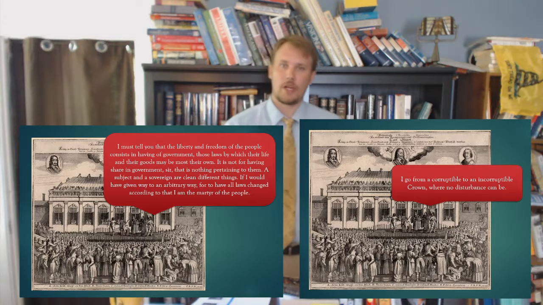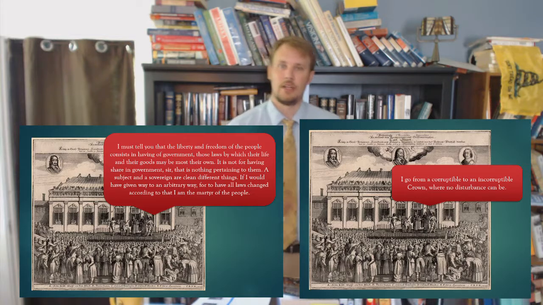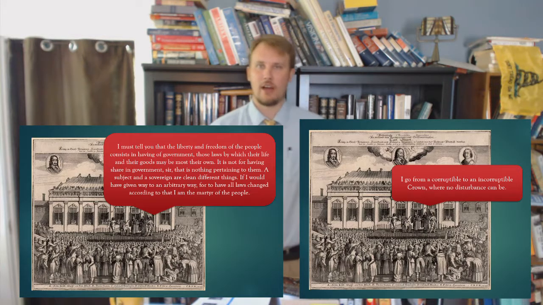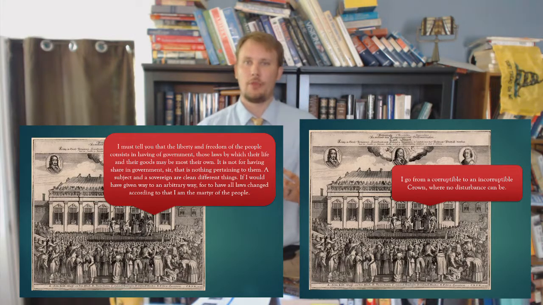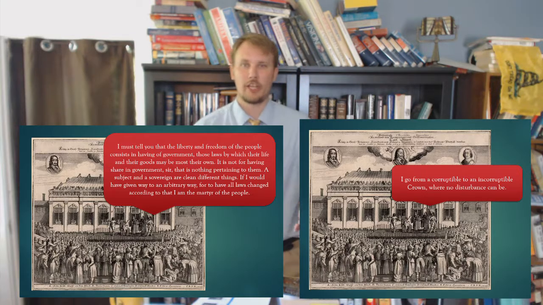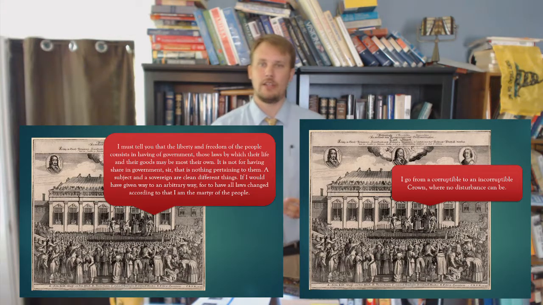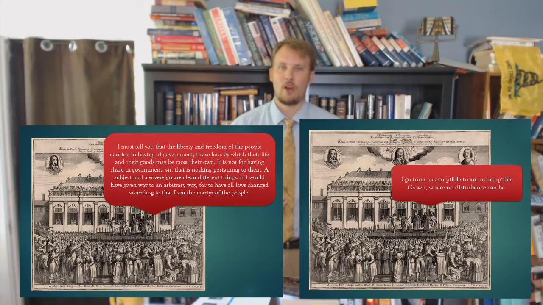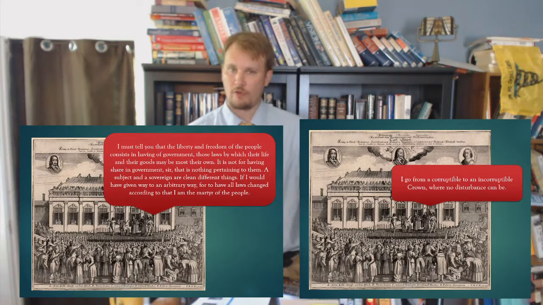He gives a speech right before he dies and talks about how he was protecting rights. Let me read you a little part. He said, "I must tell you that the liberty and freedom of the people consists in having of government those laws by which their life and their goods may be most their own. It is not for having a share in government. That is nothing pertaining to them. A subject and a sovereign are clean different things. If I would have given away to arbitrary way, for to have all laws changed according to that, I am a martyr of the people." So basically he says, you have your place as subject, I have my place as king.